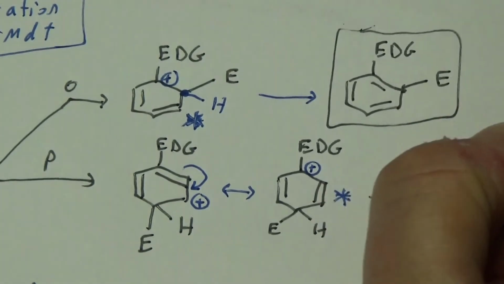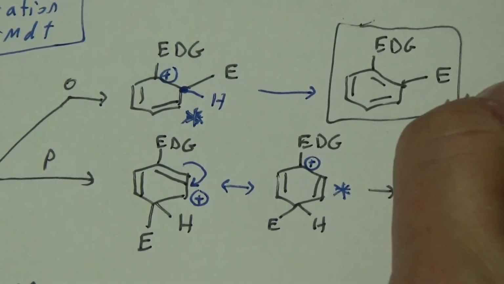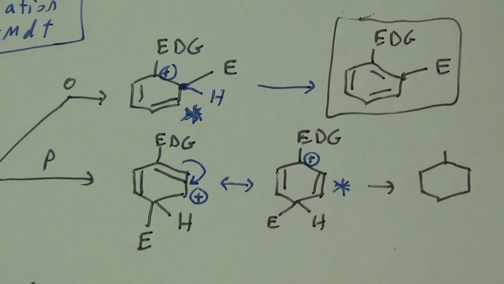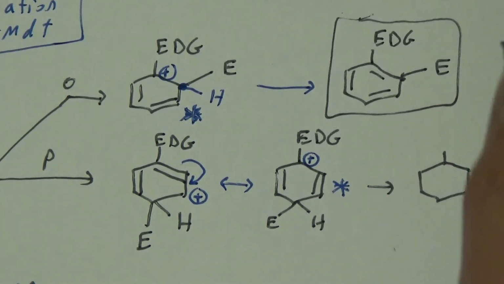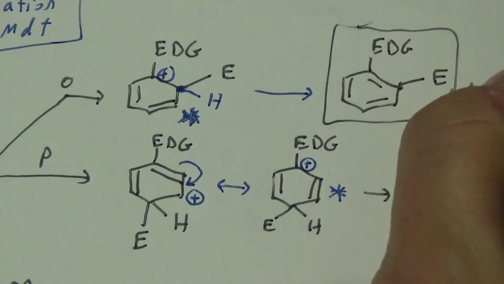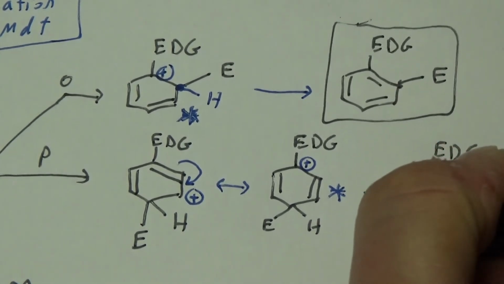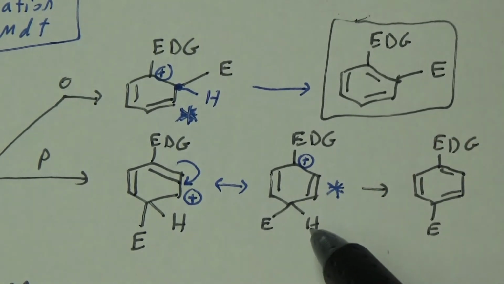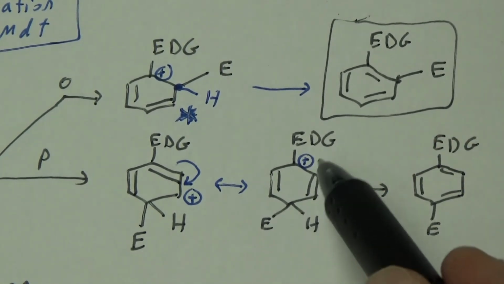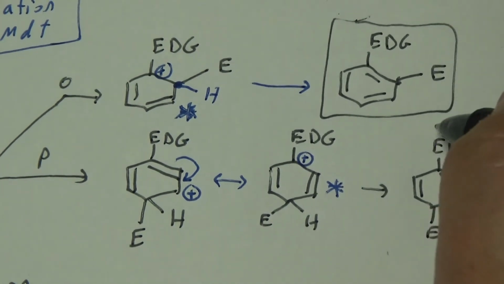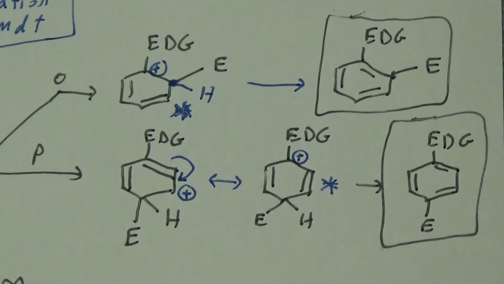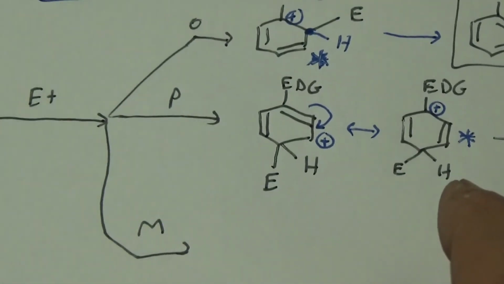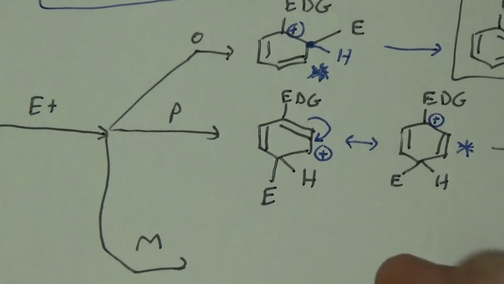I'm going to wrap up real quick with meta. I just want to finish up meta. So how does this all wind up? How do we get to the product here? EDG, E, right? Of course, now the protons are removed, the double bonds shift around, and then you get to the para position. So both of these are really good, right? And that explains why ortho is happy, para is happy. Let's just do meta, which is not happy, and then we'll be done.